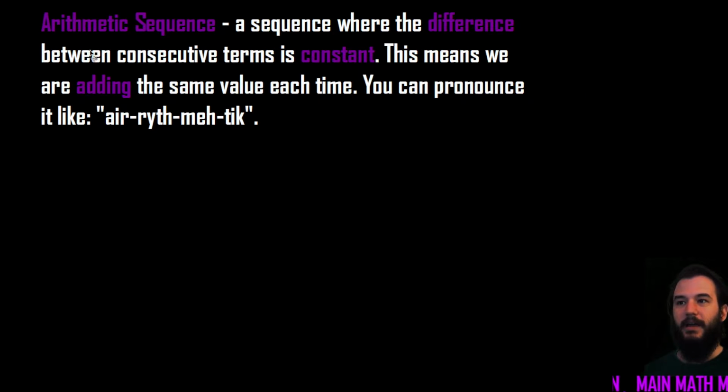And so then an arithmetic sequence is just a sequence where the difference between two consecutive terms is constant, or just through each of those terms it's the same. So this means that we are adding the same value each time. And you can pronounce it like this. You would say arithmetic.